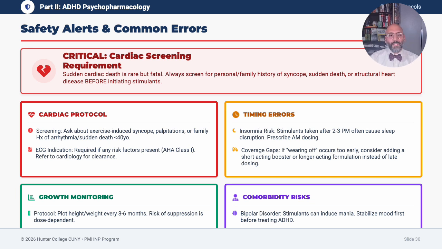Finally, comorbidity risk. Stimulants can unmask or worsen bipolar disorder. So if a patient has a history of mania or hypomania, ADHD treatment has to come after mood stabilization. That's the last thing we're treating. Treat all the other things first, not before. This is a sequencing issue, so pay close attention.